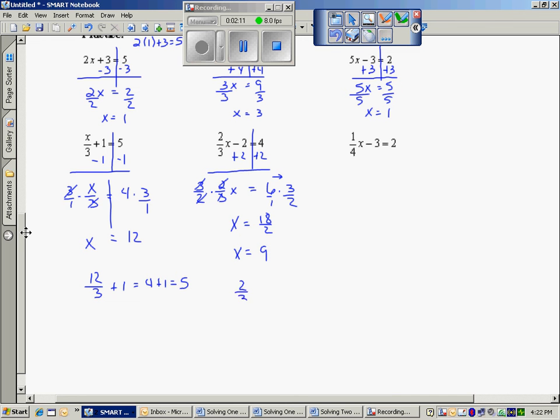Checking my answer, 2/3 times 9 minus 2. 18 divided by 3, because 9 times 2 is 18. 18 divided by 3 is 6. 6 minus 2 is 4, and it checks.